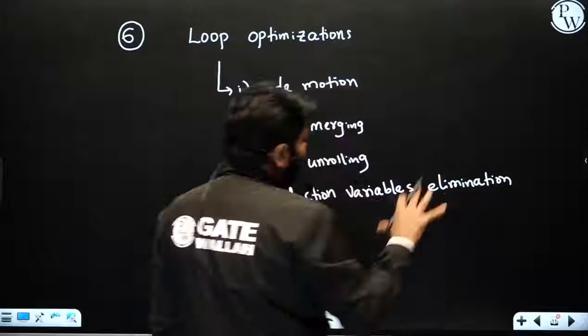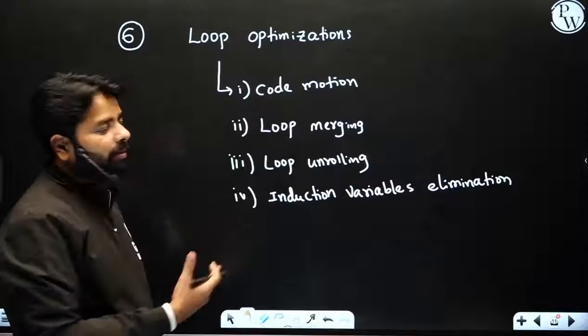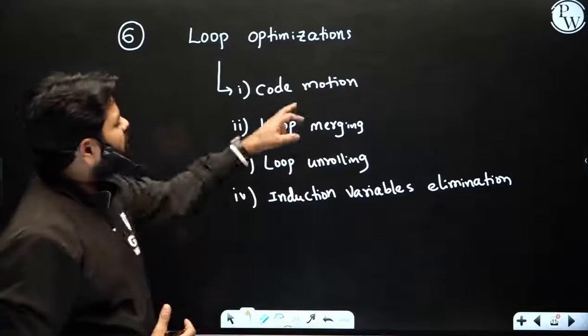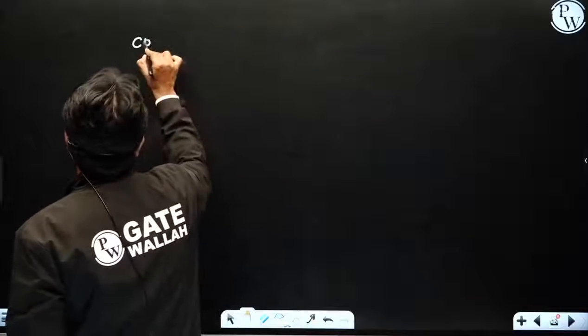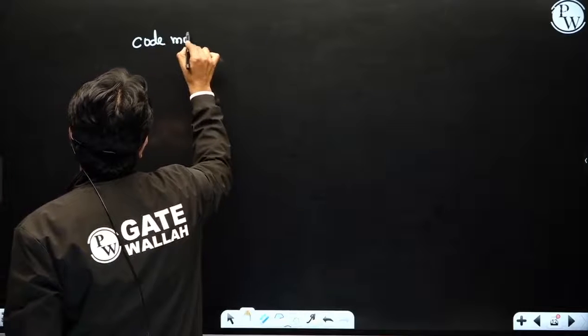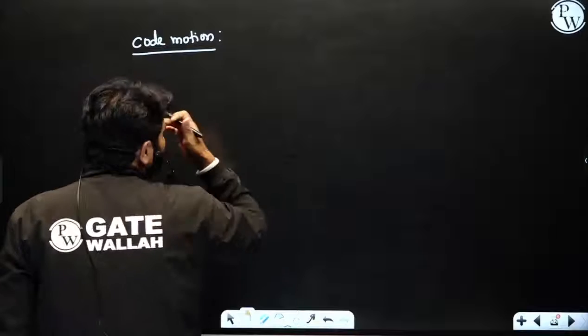Okay, at loop level we are applying here. So within the loops you can also apply various optimization techniques. Okay, let's look at what is code motion. The code motion is actually something we do within the loop. What is the code motion here?